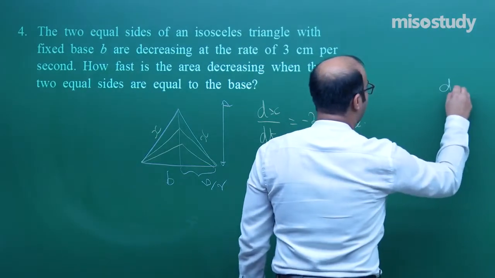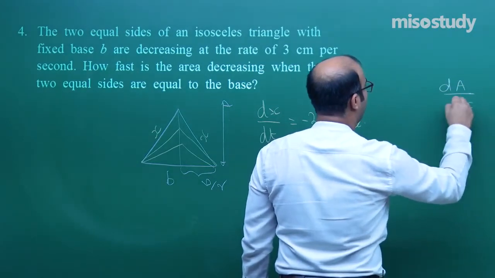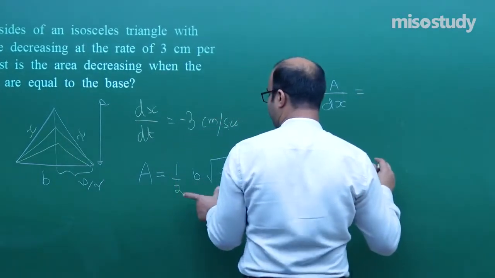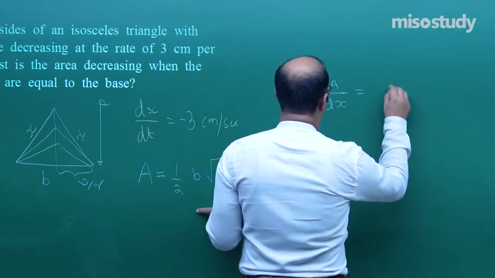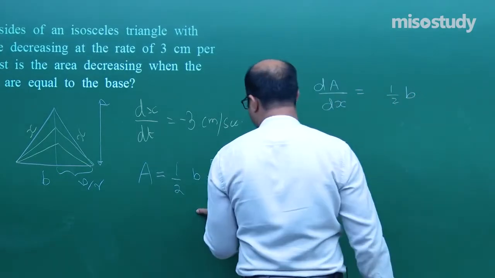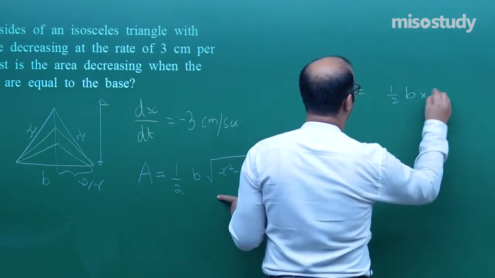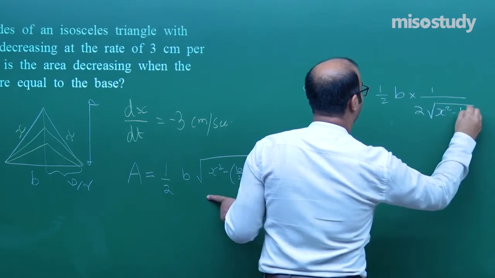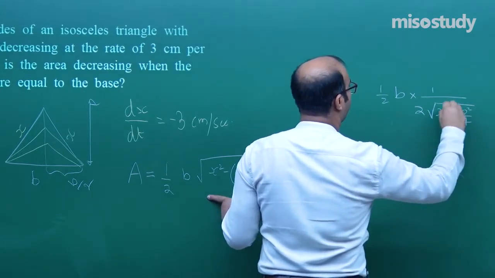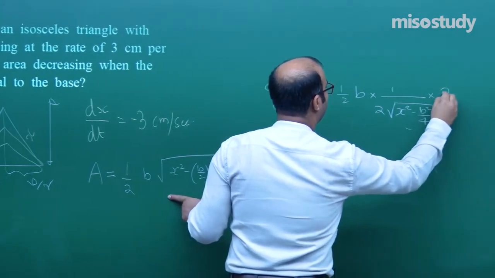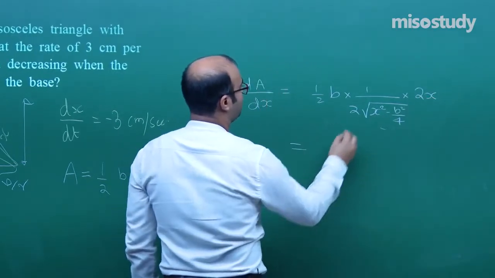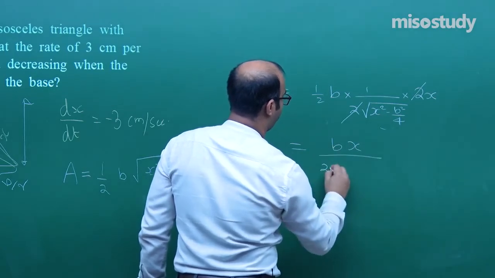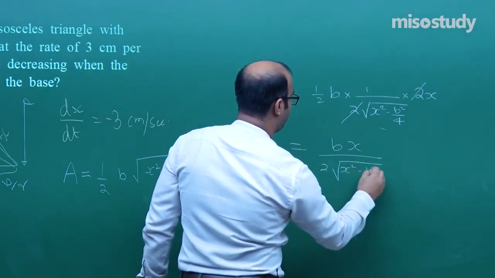Now let us differentiate area with respect to this variable x, which is the length of this side. When we differentiate, just see here, this is the area. So half b is a constant, it will come outside. We will differentiate this, what we will get? 1 by 2 root over x square minus b square by 4, and further by chain rule we will differentiate internal value, that will become 2x. So this comes out to be, 2 cancel, bx by 2 times of root over x square minus b square by 4.